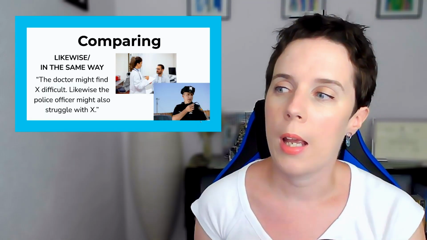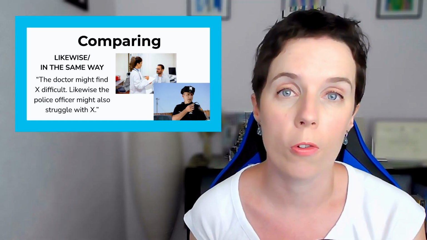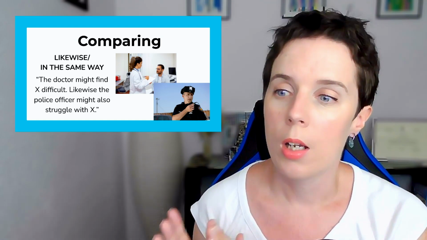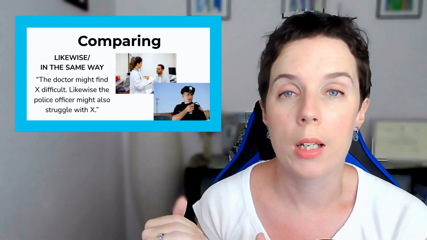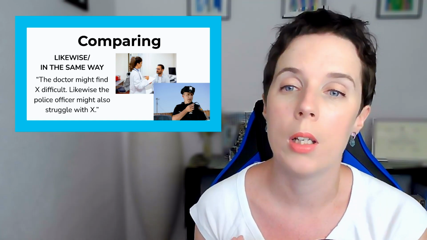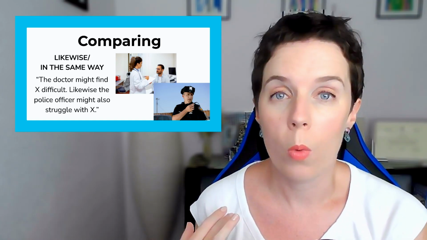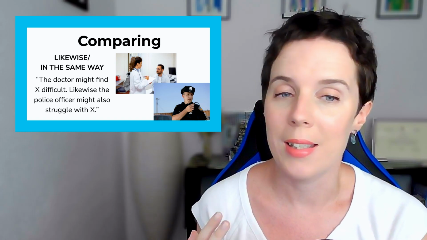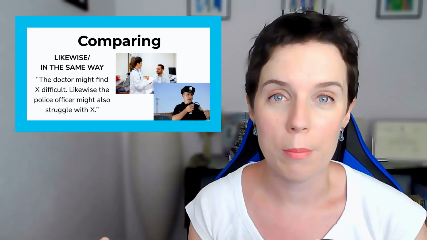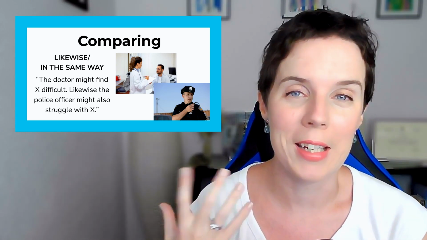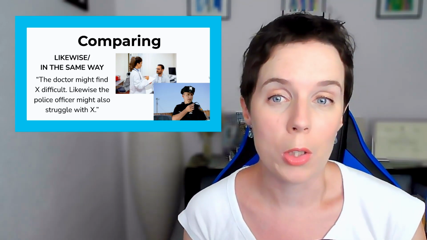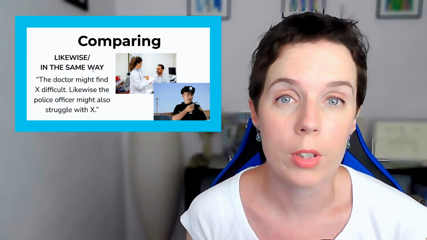In the meantime, we're going to head on and take a look at some more useful phrases, this time for comparing. We just looked at contrasting. Comparing is when you want to make a similarity. If there's a similarity and you want to talk about it, you can use likewise, or you could say in the same way. You could also say similarly, but it's quite difficult to say. It's a bit of a mouthful, similarly. So instead I would just use likewise. It's a bit more simple for you to use.